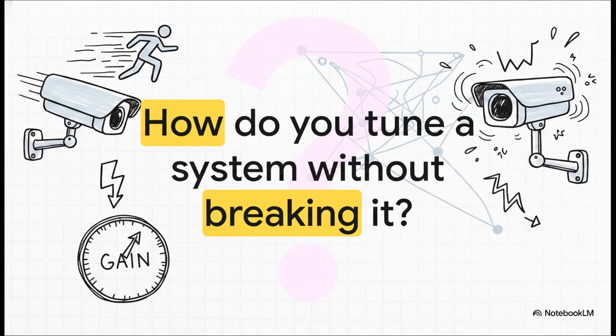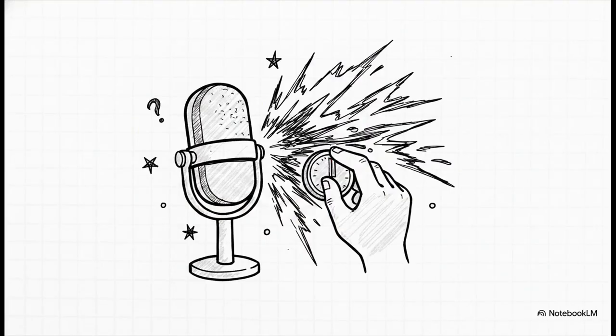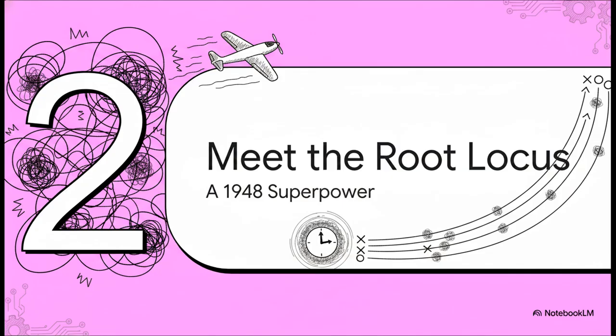So the million-dollar question is, how do you push a system to its absolute peak performance without breaking it? It's honestly exactly like turning up the volume on a microphone. You know the drill, everything sounds great, it's getting louder, until out of nowhere, bam, it hits you with that awful, piercing feedback squeal. Increasing a system parameter blindly is a one-way ticket to dangerous instability. We need a way to mathematically visualize exactly when and why that squeal is going to happen, long before we ever build the hardware. Which brings us nicely to section 2, meet the root locus.